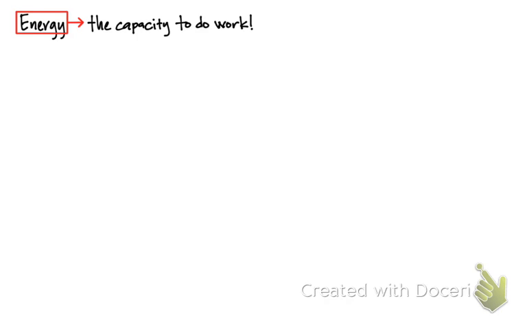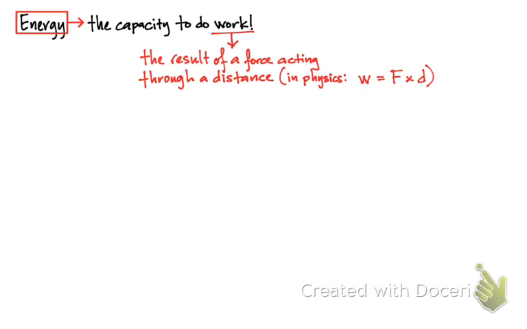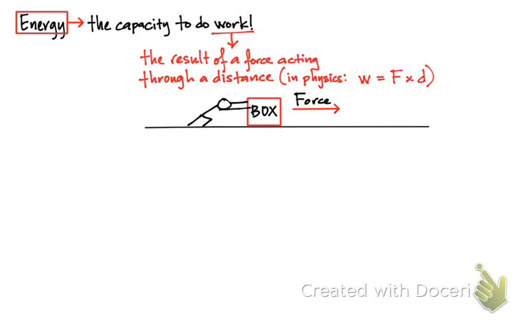Energy, by definition, is the capacity to do work. And work is defined as the result of a force acting through a distance with the equation W equals force times distance. Let's say there's a big heavy box on the floor. If you're trying to push the box and the box doesn't move an inch, then you haven't done work. But once that box moves to a certain distance, then you have performed work. And work is a type of energy that can be quantified using this equation.